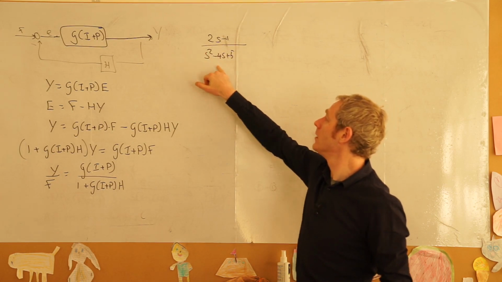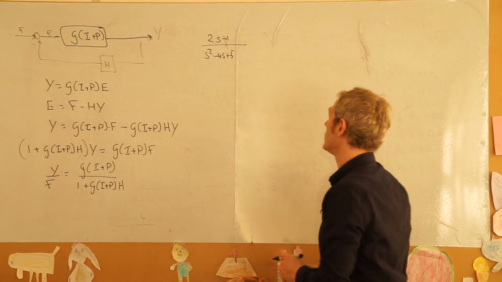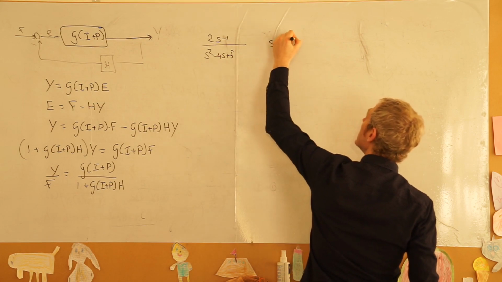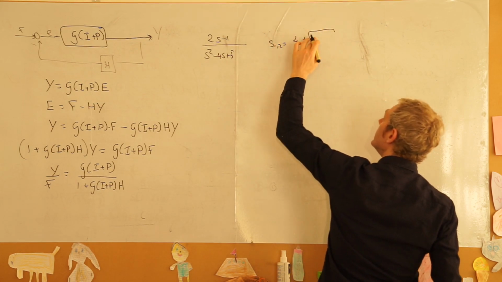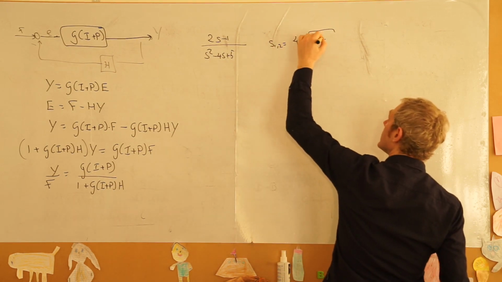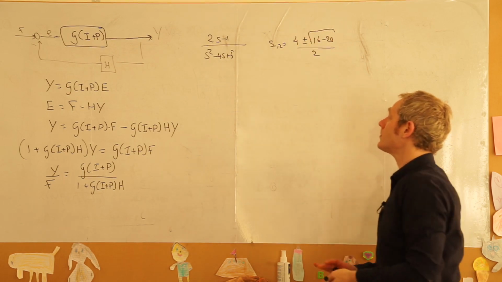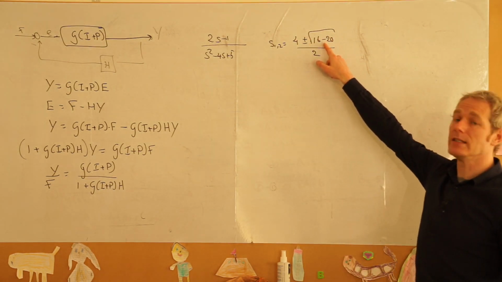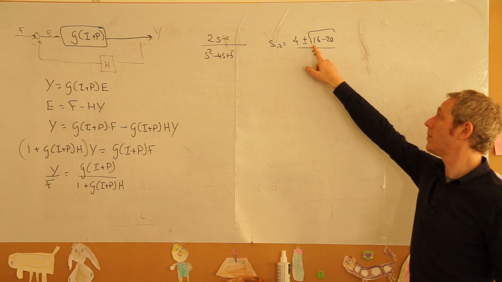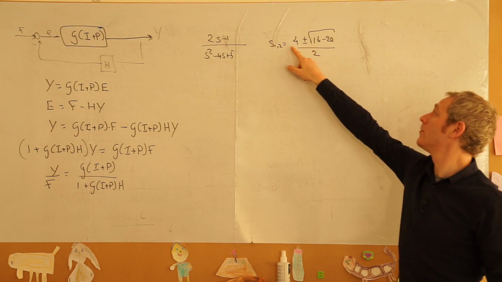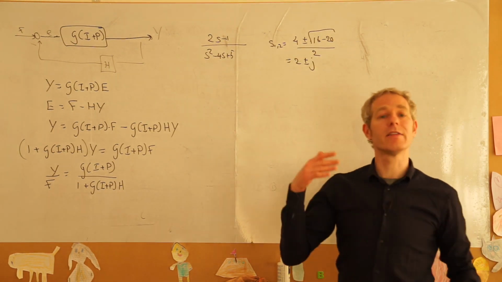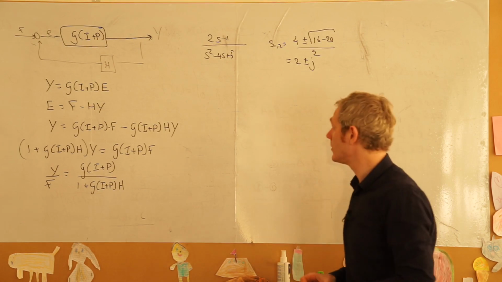Well, the poles are the points s where the denominator is equal to 0. So we have s₁,₂ is minus b plus or minus the square root of b squared minus 4ac, over 2E. So b squared is 16, minus 4 times 5 is 20. The 16 minus 20 is equal to minus 4, and the square root of minus 4 is plus or minus 2j. 4 over 2 is 2, so this is equal to 2 plus or minus j, and they are in the right half plane, so this system is unstable.